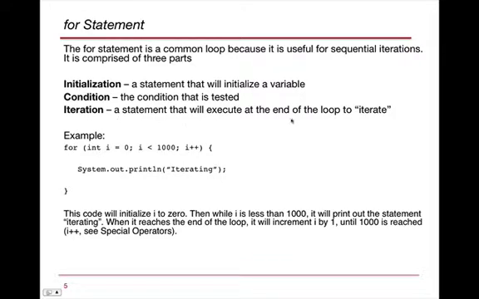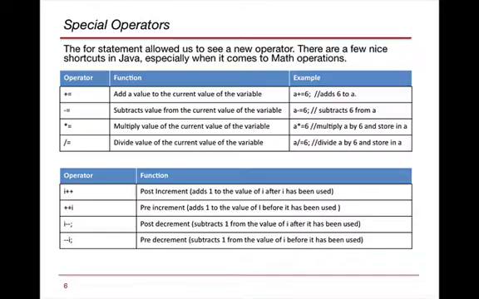And the iteration is a statement that will execute at the end of the loop to iterate, in this case i++. Now i++ is a special operator that basically adds 1 to the existing value of i. And it will execute all of the statements within that loop, between the braces. This is a very clean way of writing these sequential loops, and it's usually the preferred, best practice way of writing these loops.